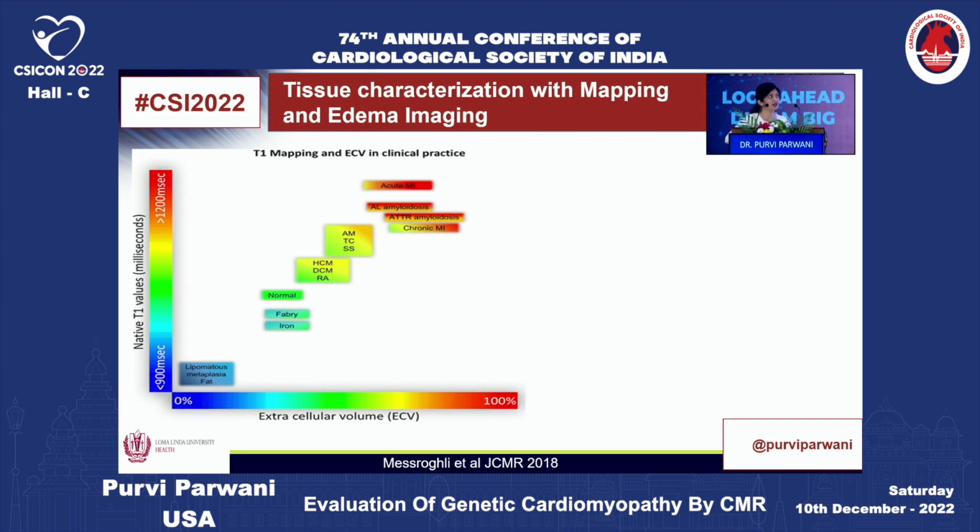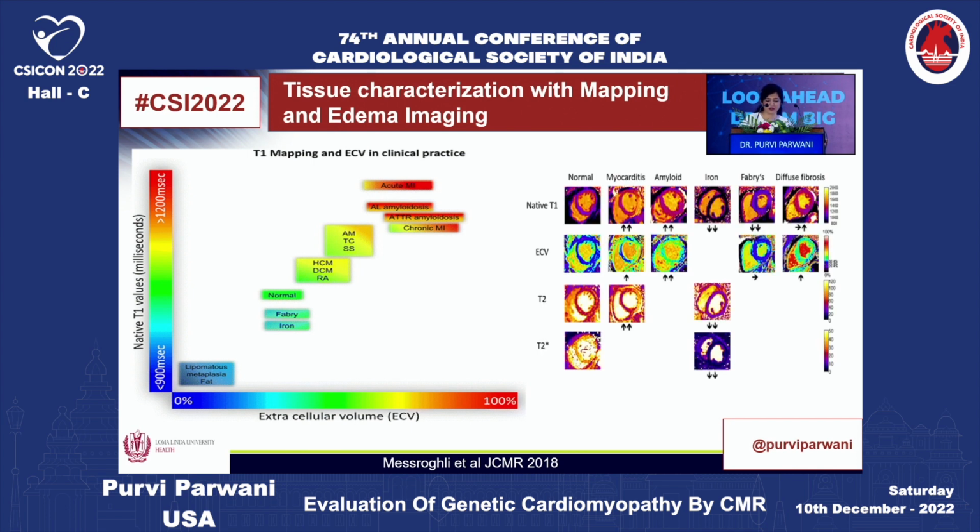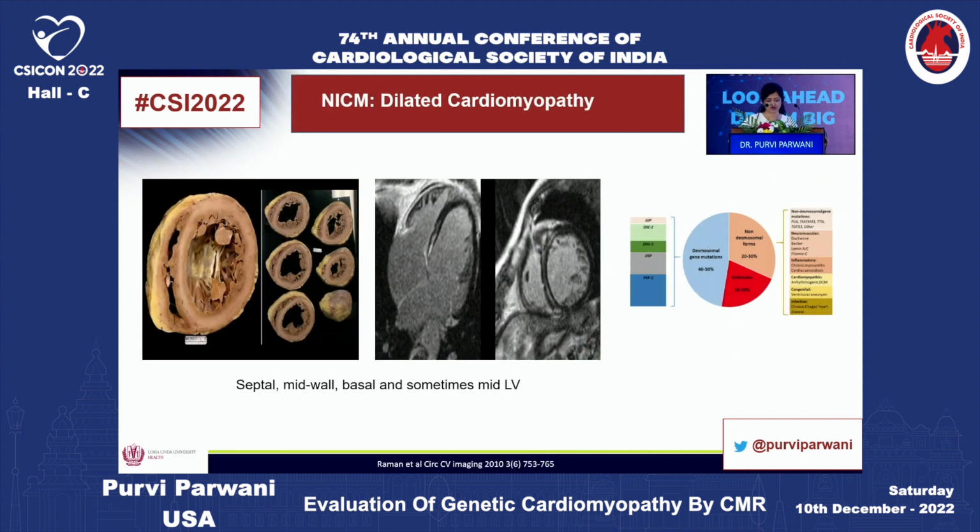T1 mapping and ECV can be very useful in clinical practice. So there are some diseases like amyloid or myocarditis or some cases of HCM that will have higher numbers when it comes to T1 mapping and extracellular volume, while Fabry's disease or iron deposition cardiomyopathy may have lower numbers. So it really helps in clinical practice, combined with other sequences, to determine what exactly the patients may have.